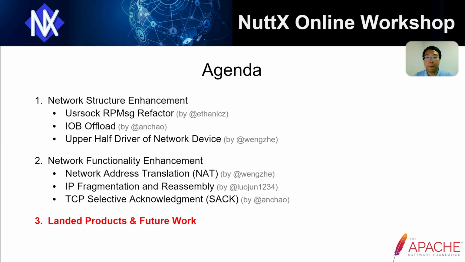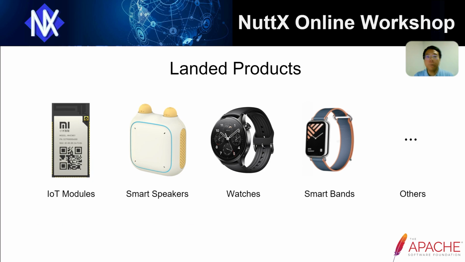And finally, I'd like to share some landed products during the past year and a few future works we are planning on the NuttX network subsystem. The Vela team has landed several products with network support during the past year, including IoT modules, smart speakers, watches, smart bands, and some other categories. They are all equipped with the newest network features and benefit from these features.